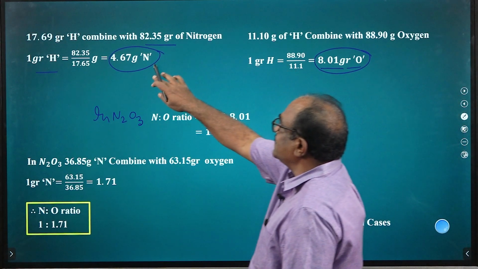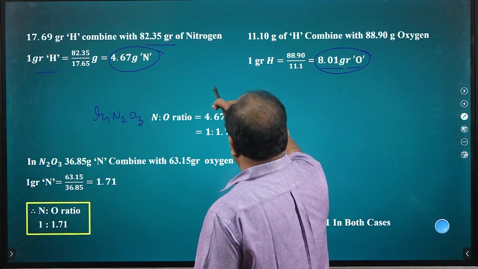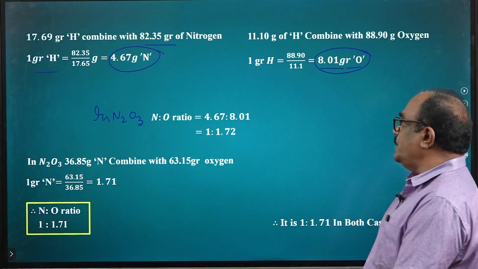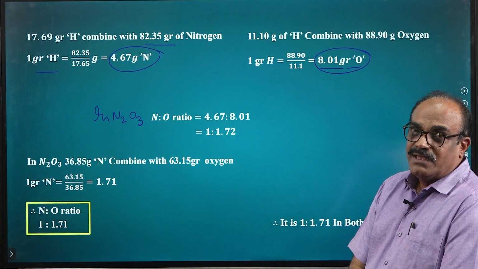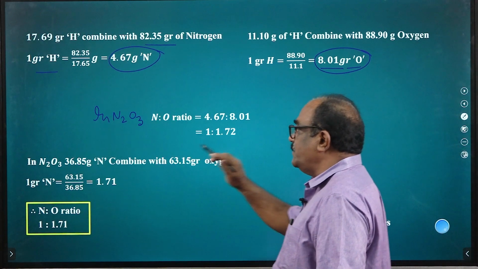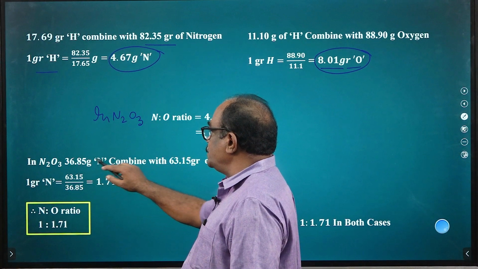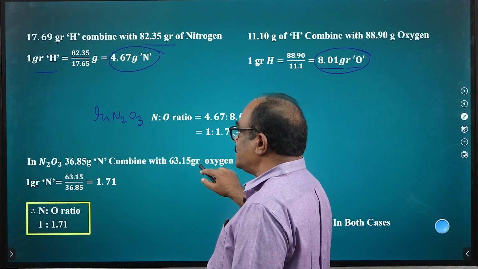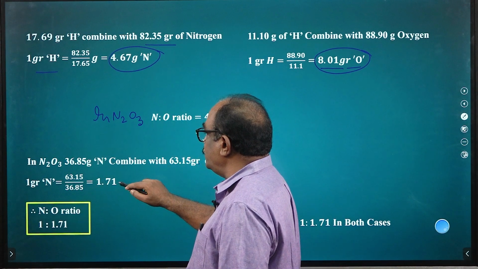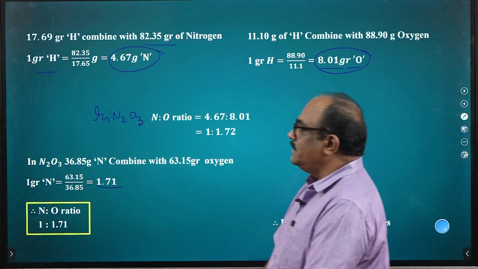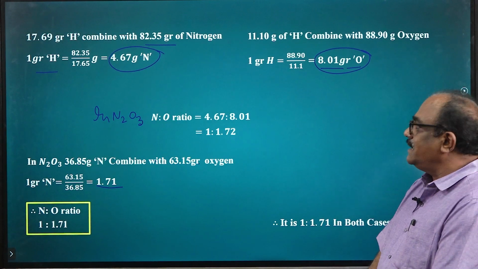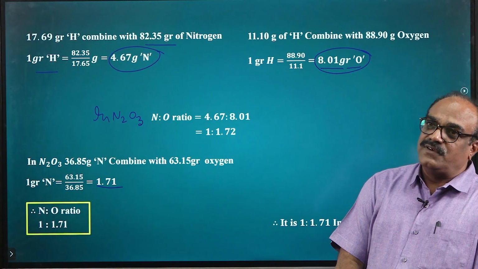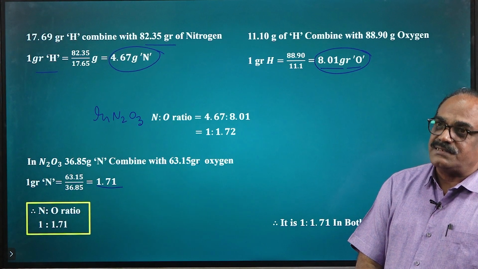In these cases, the nitrogen and oxygen ratio will be 4.7:8.01, which is equal to 1:1.72. From the experimental data given, in N2O3 this much nitrogen is combining with this much oxygen. So, 1 gram of nitrogen combines with how much? 1.7. The same ratio is maintained. Hence, I can propose that this data supports the law of reciprocal proportions.